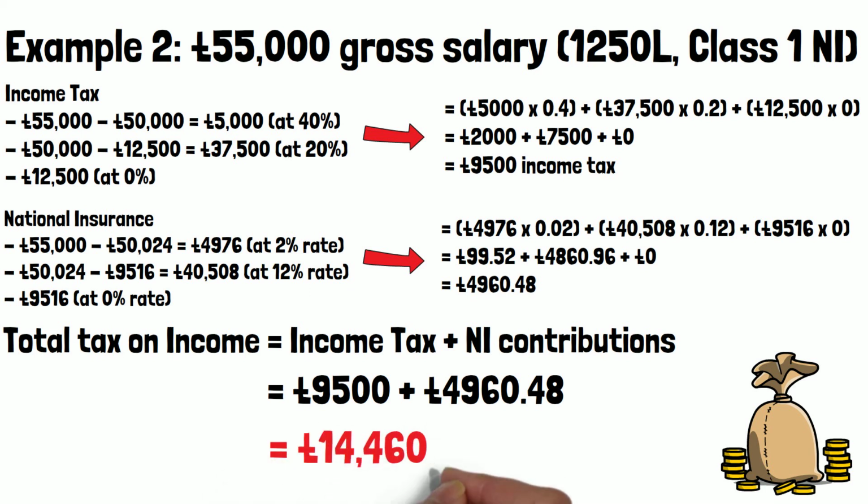This means that the total tax on income is £9,500 plus £4,960.48, which equals £14,460.48. It is noted that these examples don't take into account extras such as student loan repayments or optional salary sacrifices.